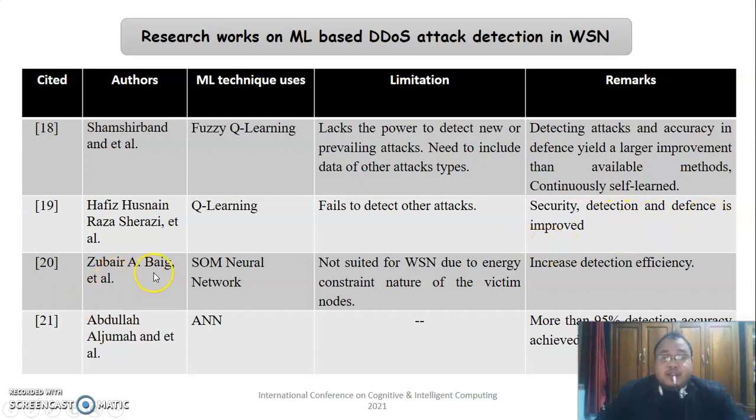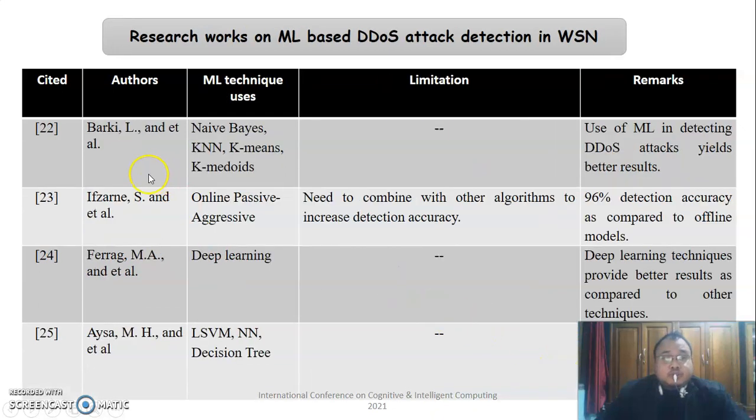Next we have Juvair A back. SOM neural network is not suited for the wireless sensor network due to energy constraint nature of the victim nodes. Increased detection efficiency. Next paper we have Abdul Aljuma et al. So ANN is employed. More than 95% detection accuracy is achieved. So the next paper is Barkey L et al. Naive Bayes, KNN, K-means and K-metrics. Their remark is use of machine learning in detecting the DoS attack yields better results.